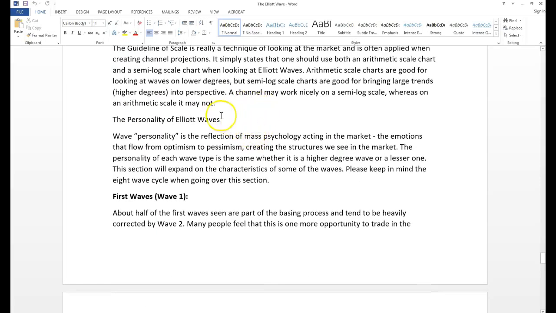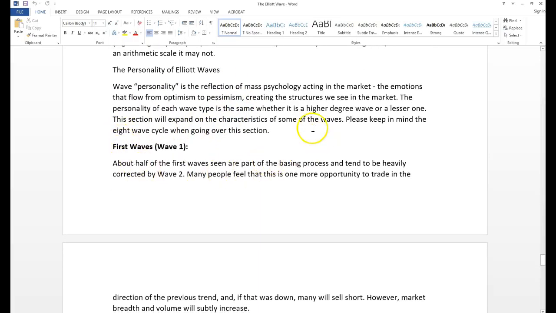There are some different personalities to the waves as well. These are good to know to help you identify what wave you are in.